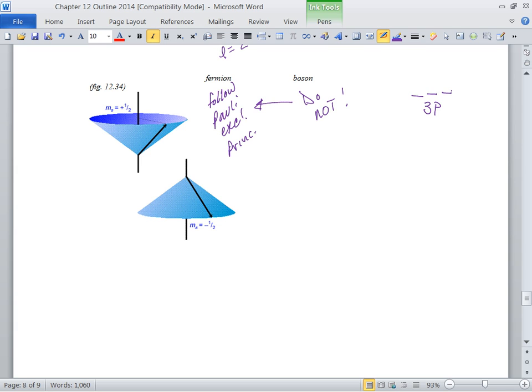Oh, l is 1. That's why I drew a p. M sub l goes from negative l to positive l, so negative 1, 0, 1. So that's why there's 3 orbitals. Remember we drew these lines with arrows on them to represent the electrons, whether they're spin up or spin down, the only 2 choices you had.